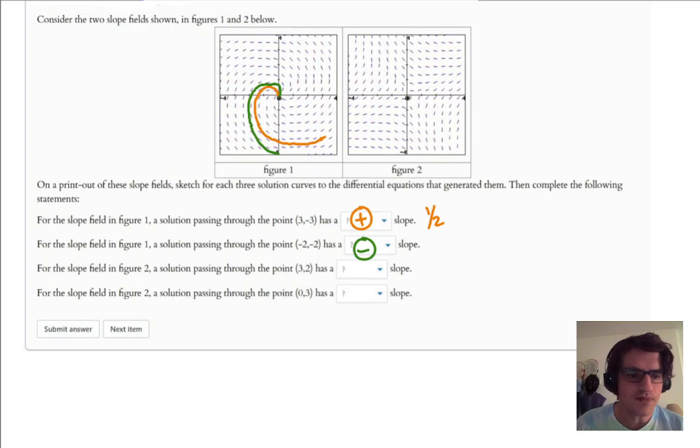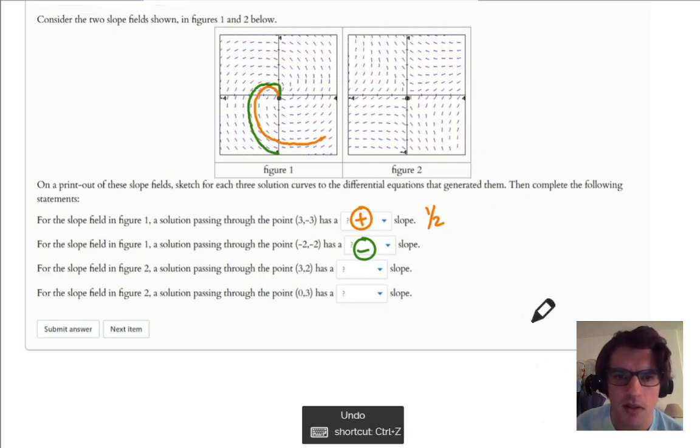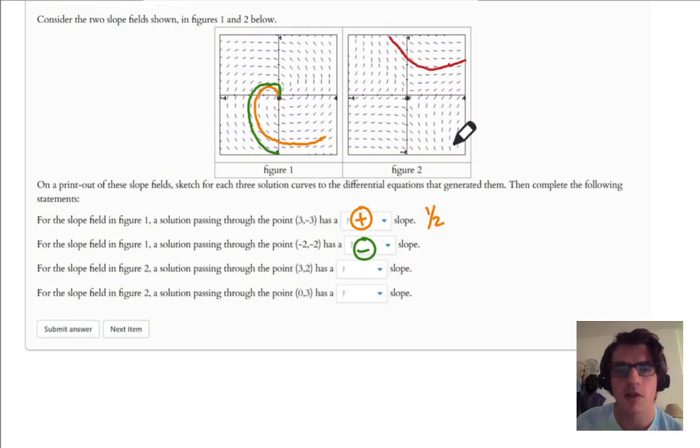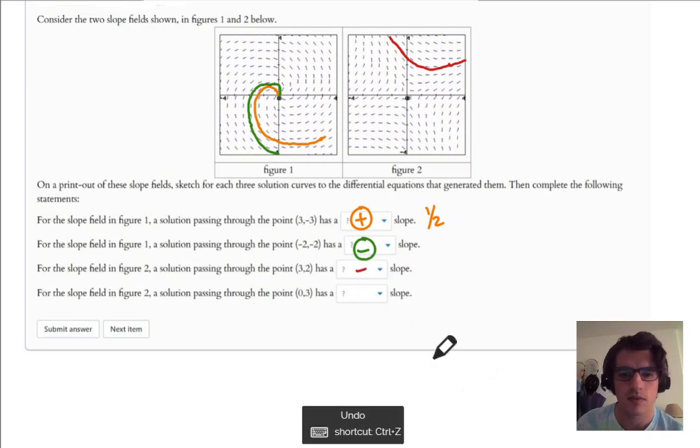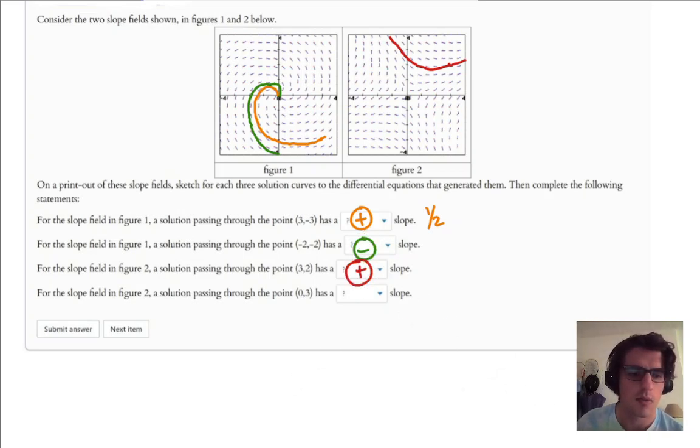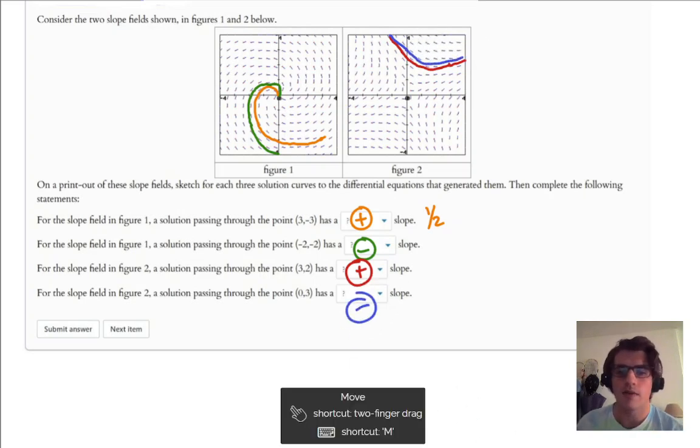Okay, figure 2. Figure 2, 3 comma 2. Just looks positive. It doesn't look positive. Yeah, it does. Yeah, and it comes negative like that. It's positive. Okay, and 0 comma 3. 0 comma 3 is negative. Very close to the other one. Negative. Yeah, not so interesting.